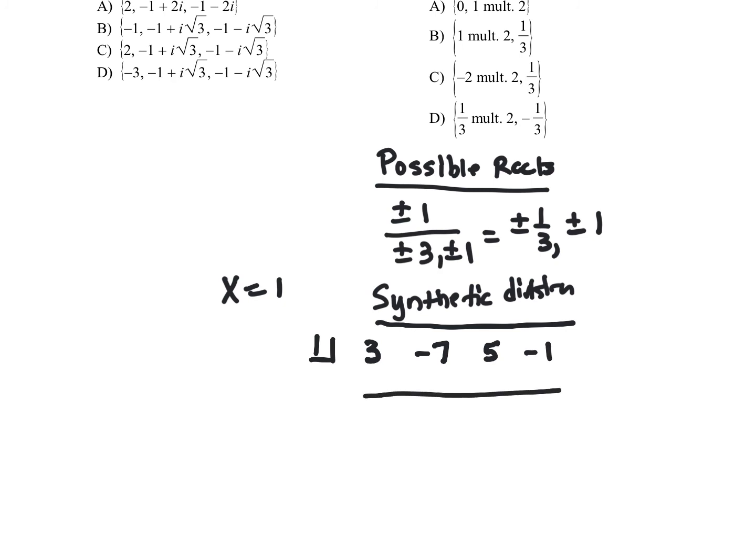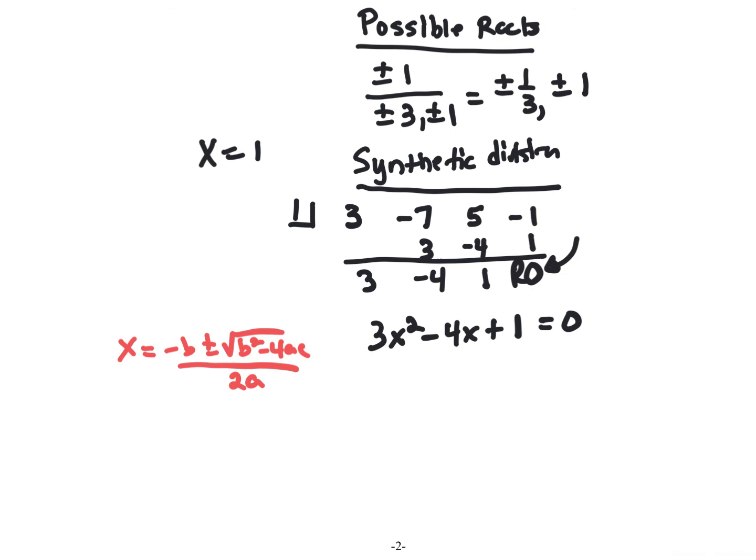In synthetic division, you drop down the 3. 1 times 3 is 3. -7 plus 3 is -4. 1 times -4 is -4. 5 plus -4 is 1. 1 times 1 is 1, so that's 0. That is our remainder. So we know that it is a root. So we have 3x squared minus 4x plus 1 equals 0. And at this point, since we know we have 2 remaining roots, we're going to use the quadratic formula.